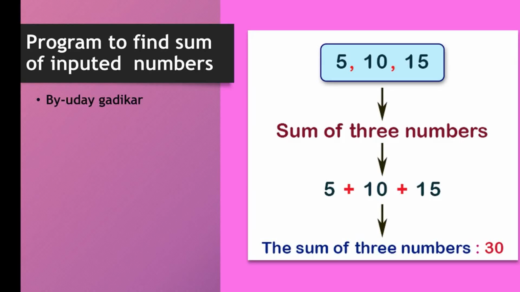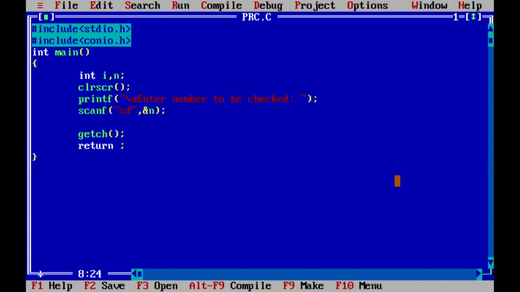Now we will see an example to find the sum of the inputted numbers. We will first give a command to write the range, or we will give a command to enter a number, then we will scan that number, then we will use a for loop. For I initialize with 1, I less than equal to n. Because we have to add n inputted numbers from 1 to n, I will iterate the I value.